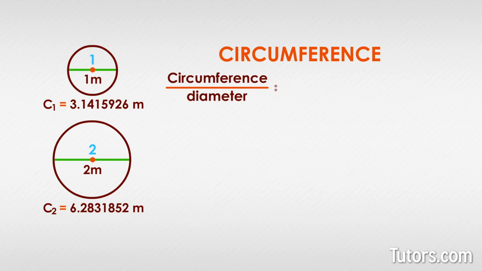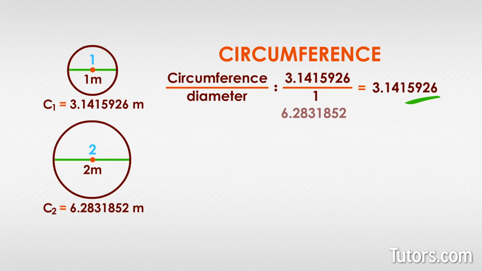For circle 1, we have 3.1415926 divided by 1, which equals 3.1415926. For circle 2, we have 6.2831852 divided by 2, which equals 3.1415926. Did you notice anything?